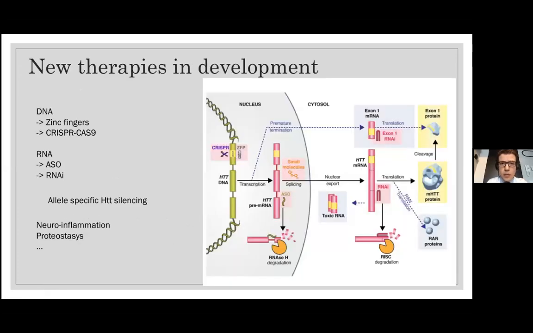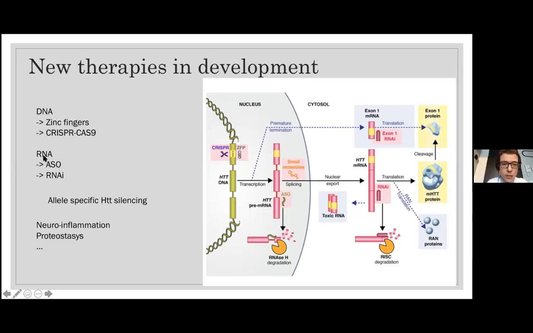Okay, so new therapies in development. There's a lot of research that's being translated now to clinical trials. Some is looking at the source of the disease in the DNA using gene editing tools such as zinc fingers and CRISPR-Cas9, to try and get out the mutated gene and change it for a normal allele. That's still in development.